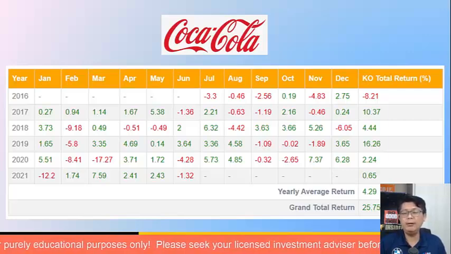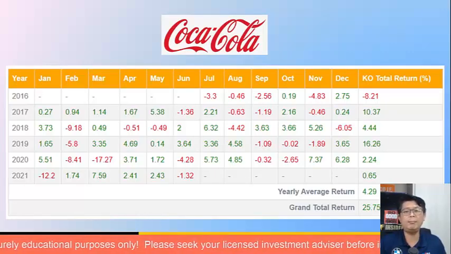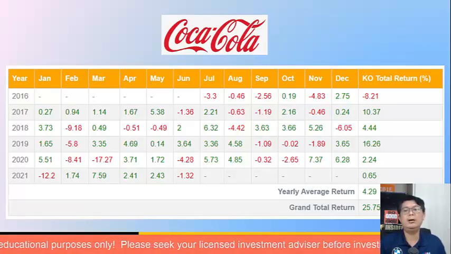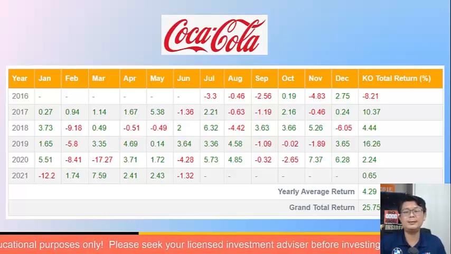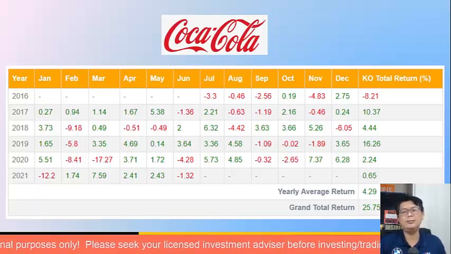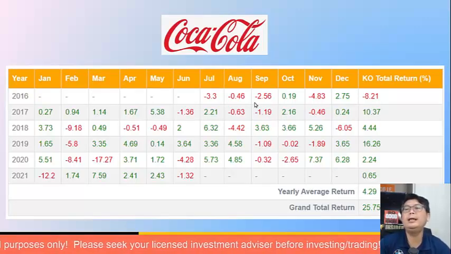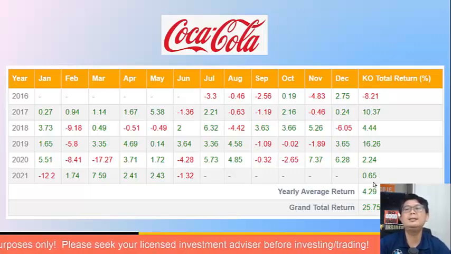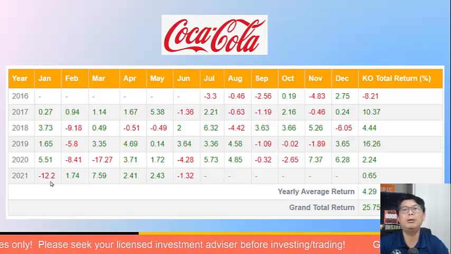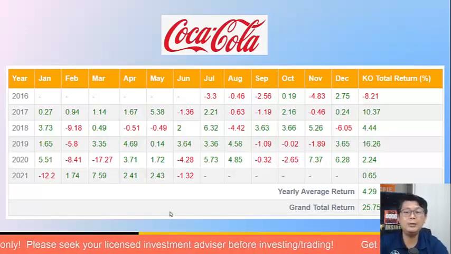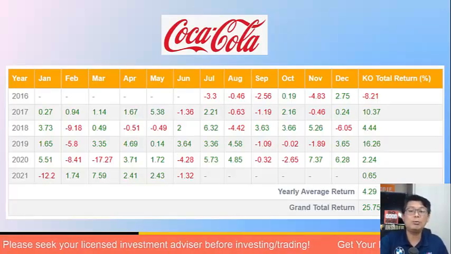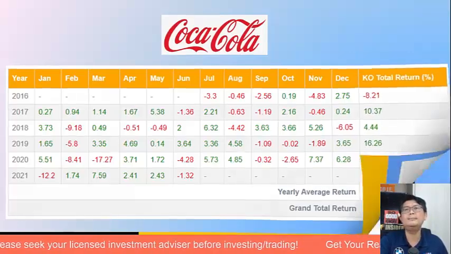Okay, so being a very stable stock, just like what we saw for Public Bank, grand total return is only 25%. All right, yearly return of 4%. So we're talking about 4% in here, which includes the 3% dividend. So just take note of that. For 2020, it only gives 2% return. This year up to June is 0.65% return because we have a big drop in 2021. But I do think the second half of the year it should recover and give a very decent, maybe 4 to 5% for Coca-Cola.